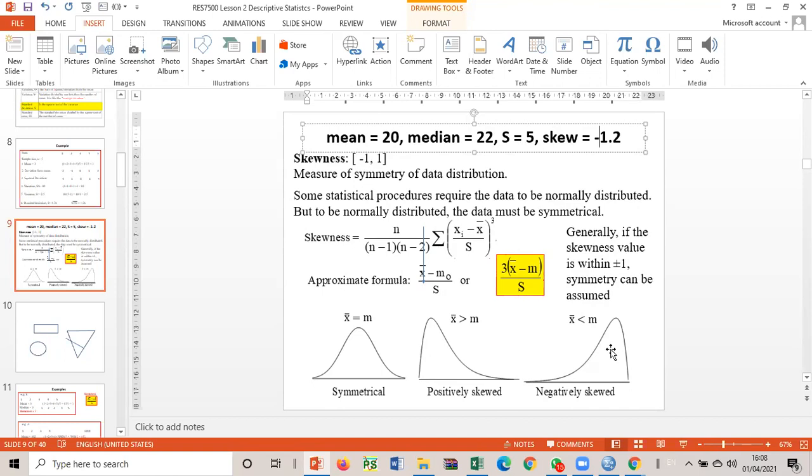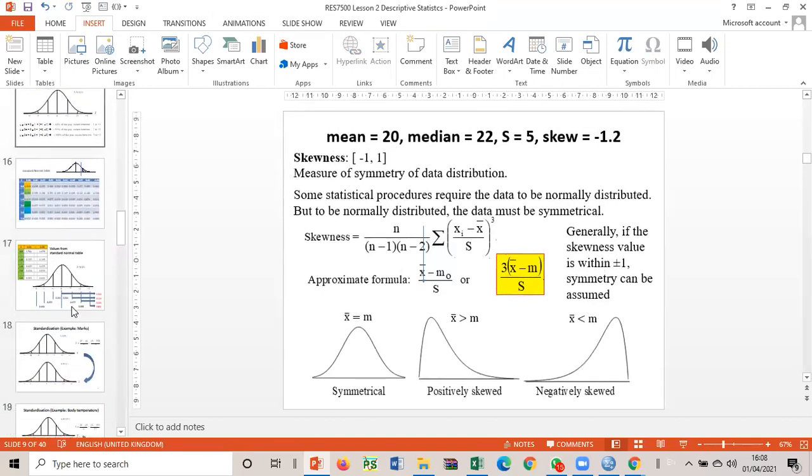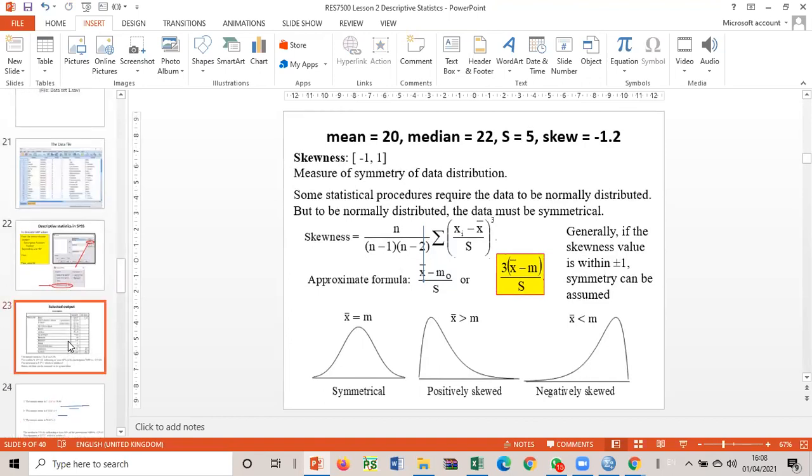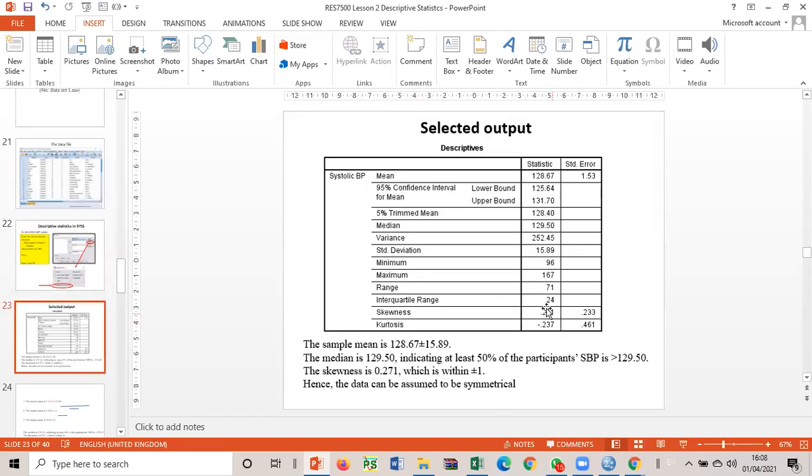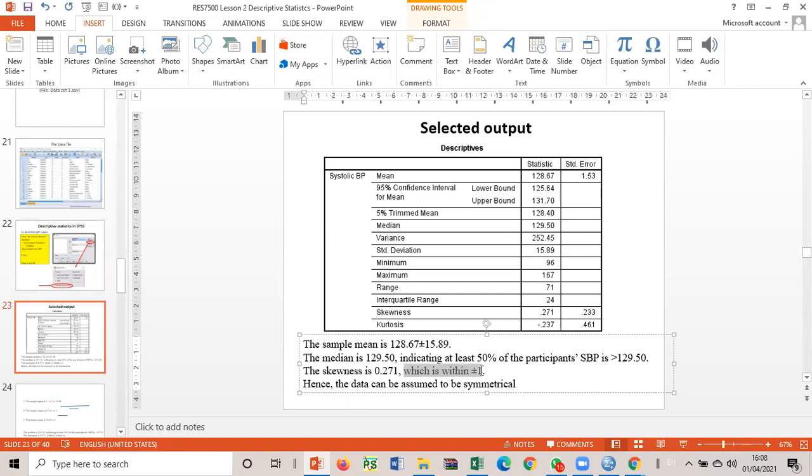Are we okay? Are you all okay? Yes, Prof. In my example just now, did I calculate manually? Is the value there already? Is the skewness value there? What's the value? 0.271. Is it within plus or minus 1? Yes. What's the conclusion? Symmetrical. It computes for you automatically.